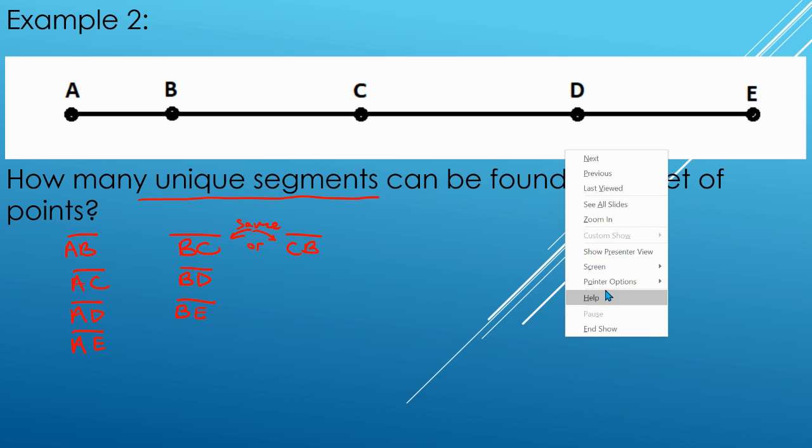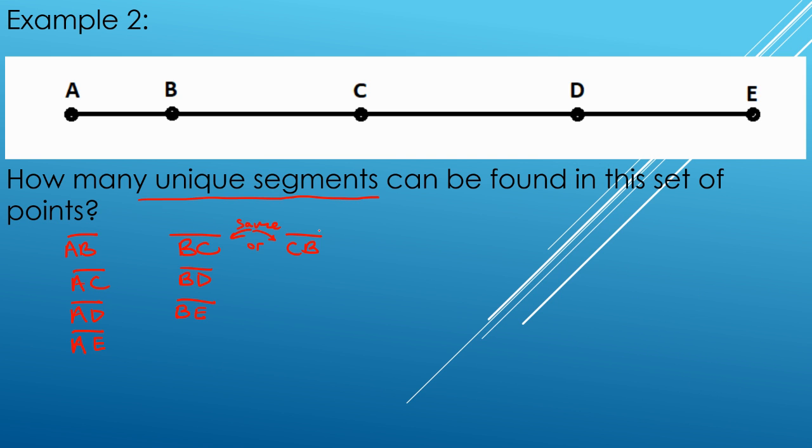Erase those. How about segment CD and CE? And now kind of keep moving to the right, and there's segment DE. We haven't written that yet, have we? Are there any more? Now we don't want to double count CB and BC. That was just to clarify that we could name it either direction. We could name all of these either order.